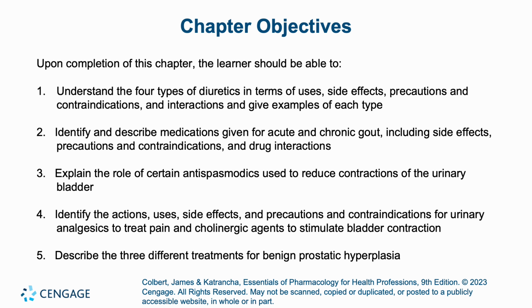Explain the role of certain antispasmodics used to reduce contractions of the urinary bladder. And identify the actions, uses, side effects, and precautions and contraindications for urinary analgesics to treat pain and cholinergic agents to stimulate bladder contraction. Lastly, describe the 3 different treatments for benign prostatic hyperplasia.